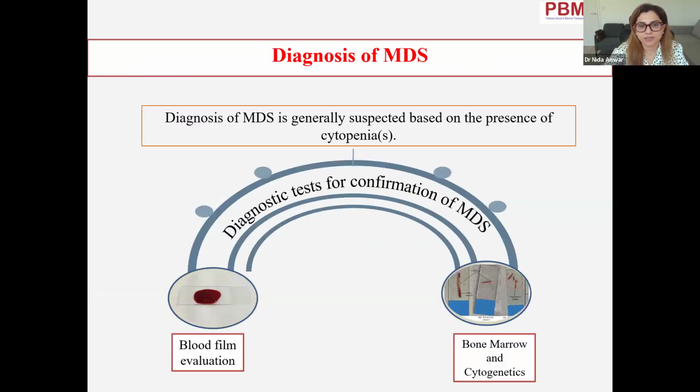The diagnosis of MDS is generally suspected based on the presence of blood cytopenias, and the diagnostic tests used for the confirmation of MDS include careful evaluation of the blood film to see the morphological dysplasia, and bone marrow examination including the aspirate and trephine to see morphological dysplasia, presence of blast cells, ring sideroblasts, degree of fibrosis, presence of immature cells, and cytogenetics ruling out karyotypic abnormalities.